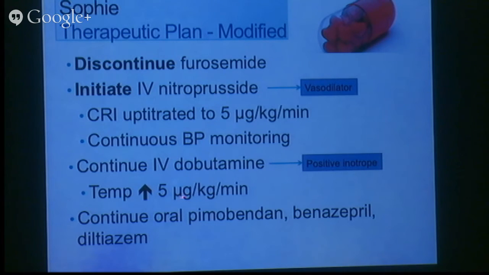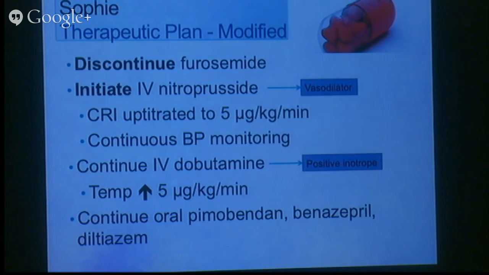We continued her dobutamine, and we actually increased the dose temporarily to 5. So we really did thrust ahead with these maneuvers to try to improve her forward flow, warm her up. We continued her oral pimobendan, her benazepril, and her diltiazem, because they'd been ongoing for long, and we didn't want to upset that.